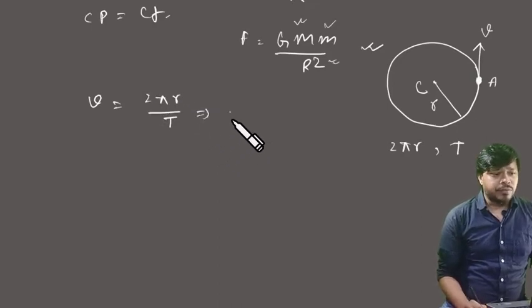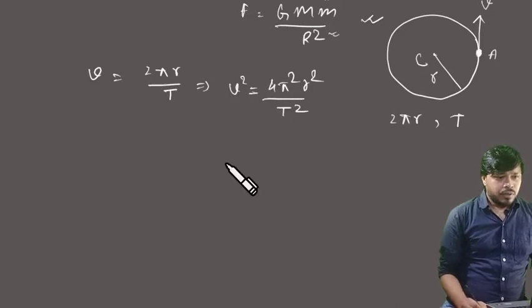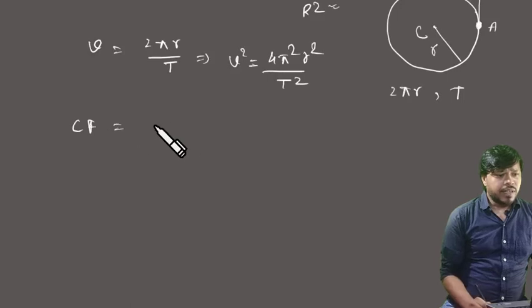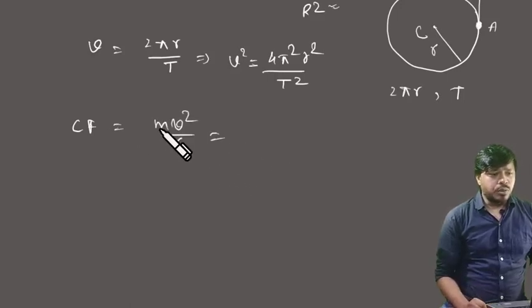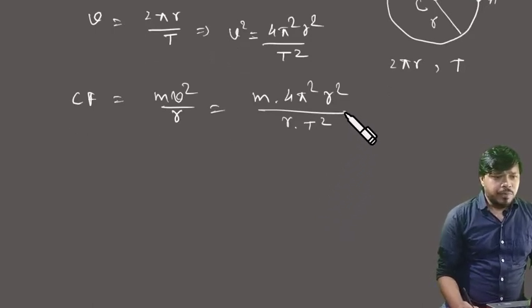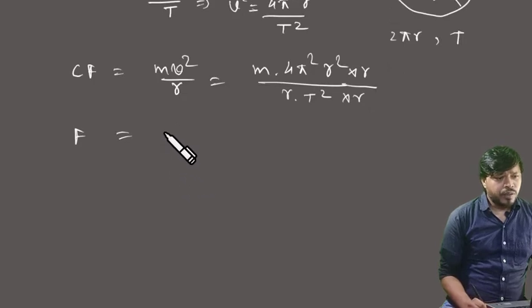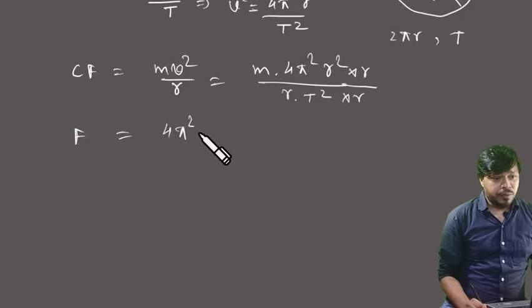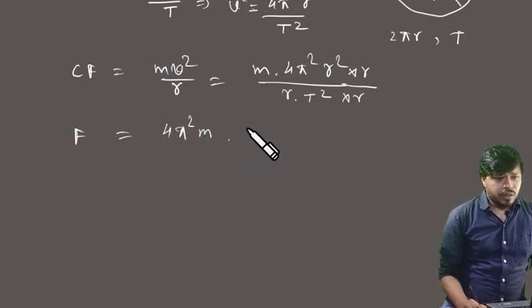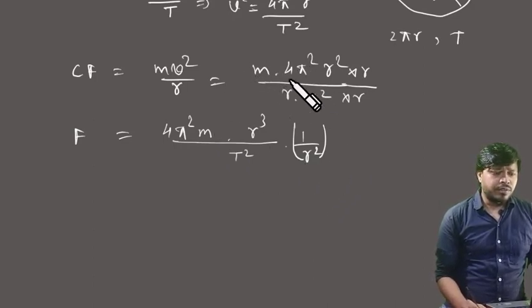If we square both sides, we get v square equals 4 pi square r square divided by T square. Now the centrifugal force on the particle is given as m v square by r, which equals m times 4 pi square r square divided by r into T square. Now if we multiply both numerator and denominator by r, we get the centrifugal force F equals 4 pi square m, in the numerator r cube divided by T square, into 1 by r square. I have just reshuffled the terms and written it like this.